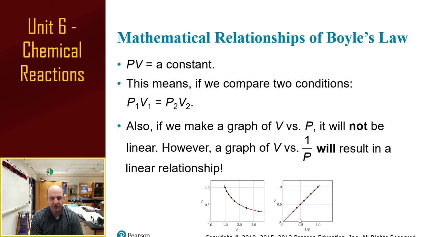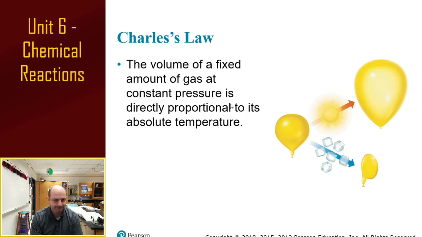So just a little bit of a trick there of how we graph things. This is the classic shape of a 1 over x graph, or if it's inversely proportional. So when we do 1 over pressure, that's how we get a straight line. So that's Boyle's law, just P1 V1 equals P2 V2. Make sure you know that one because they're not going to give it to you on the test.